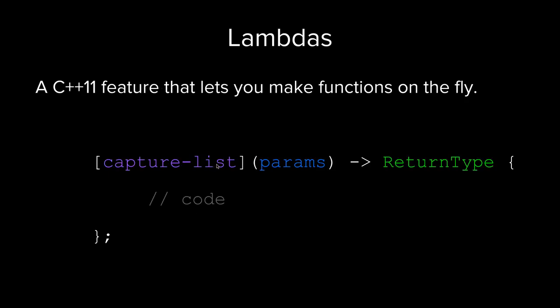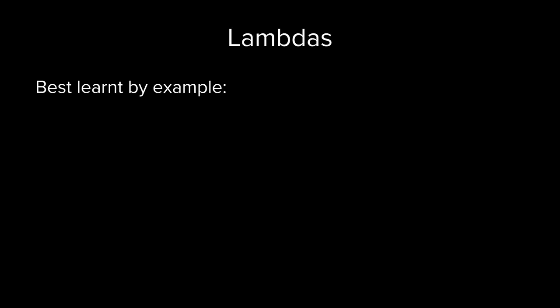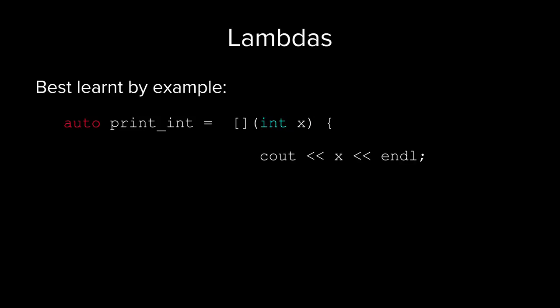Forget what the capture list is for this class, but you have the parameters of the function, an arrow, and then the return type, and then you just write the function like you normally would. So as an example, you have a printInt function that, forgetting the capture list, takes an integer parameter. It has return type void, so you can leave the return type out. It's cout x endl, and then terminates that function. And so you've stored that function in a variable, and then you can call it like a normal function. You can do this inside another function, so it's really cool.